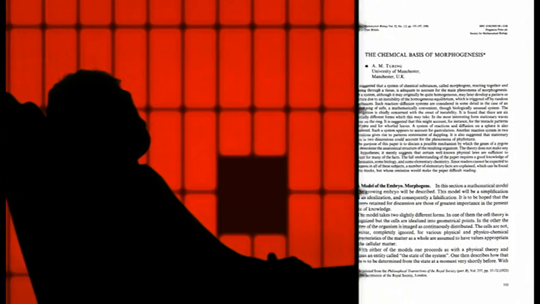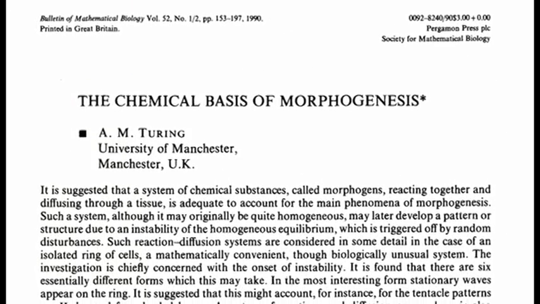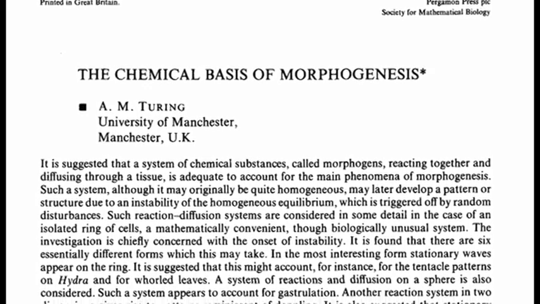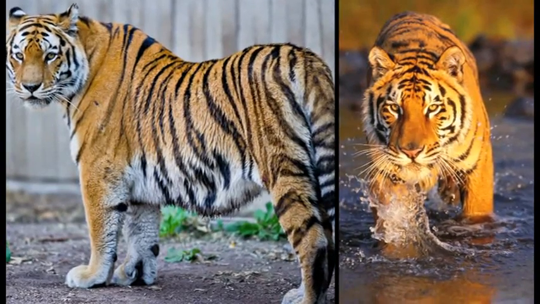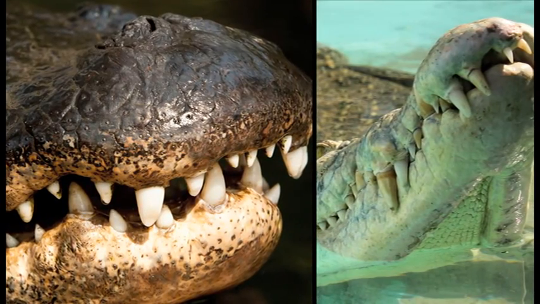Amid all this personal drama, he still found the time to publish a visionary paper titled The Chemical Basis of Morphogenesis, on the mathematics of regularly repeating patterns in nature, like the stripes in the tigers and zebrafish, the spots in leopards and the spacing in rows of alligator teeth.